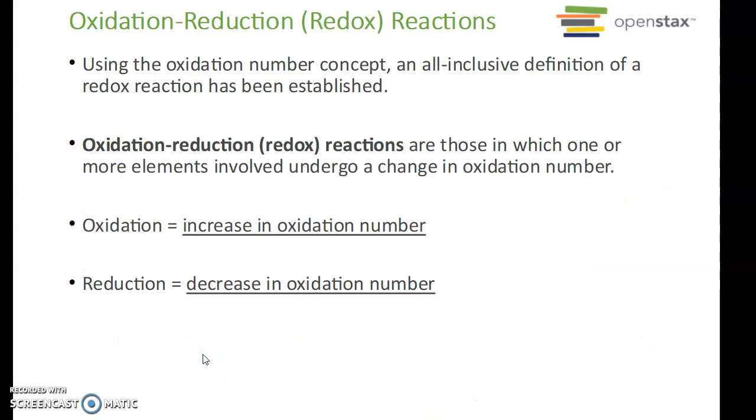So, now, using this oxidation number concept, you can have these redox reactions, in which one or more elements undergoes a change in oxidation number. And remember, oxidation is an increase of oxidation number, reduction is a decrease in oxidation number.